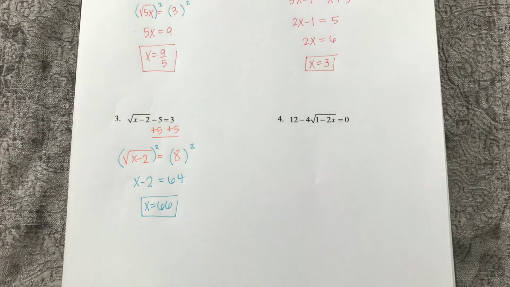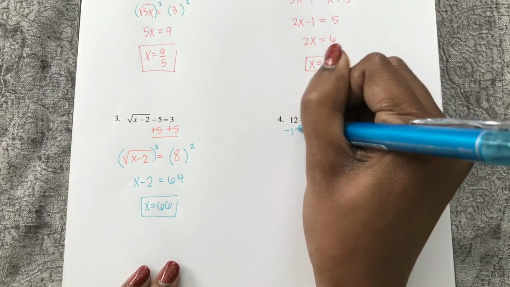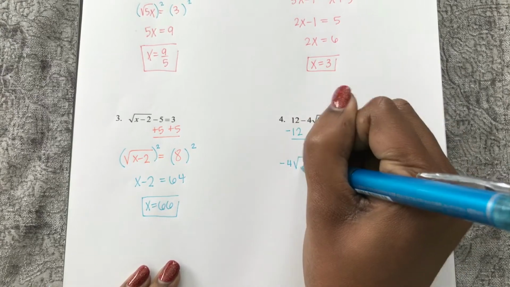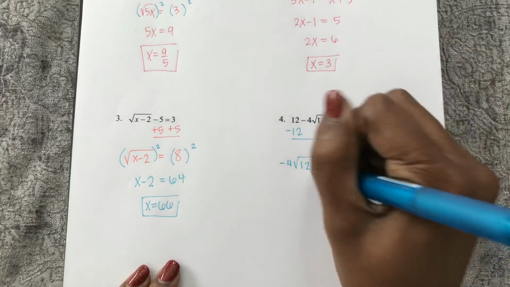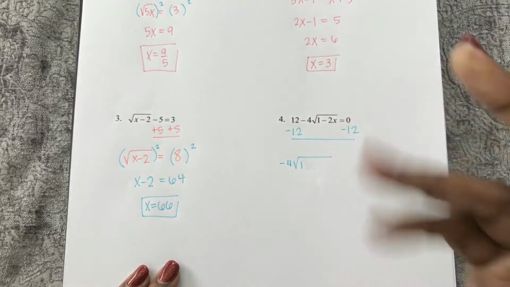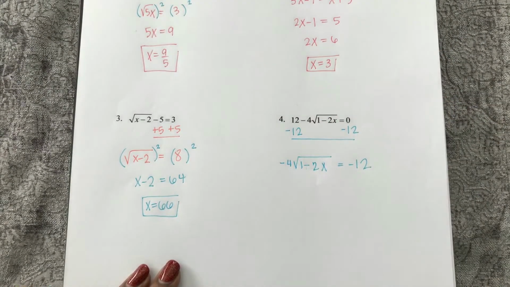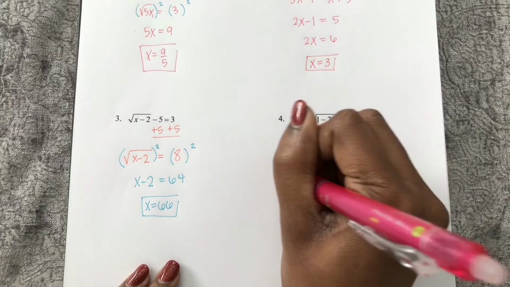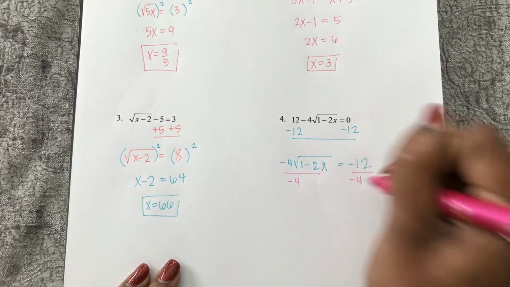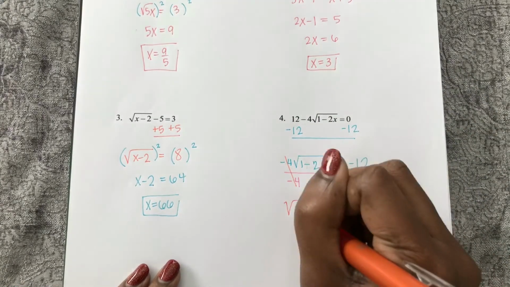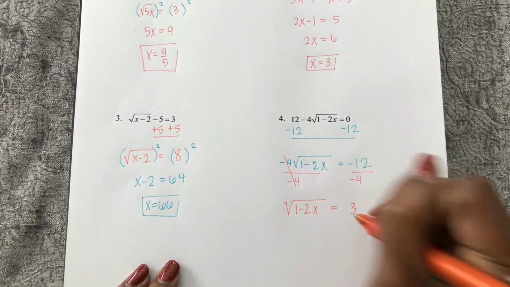Now number 4 is a little bit more difficult because it's going to take more steps to isolate this radical. First thing I'm going to do is subtract 12. So I have negative 4 radical 1 minus 2x equals negative 12. Now, in order to isolate that radical, I need to divide by negative 4 on both sides. So these cancel. So I have square root of 1 minus 2x equals positive 3.